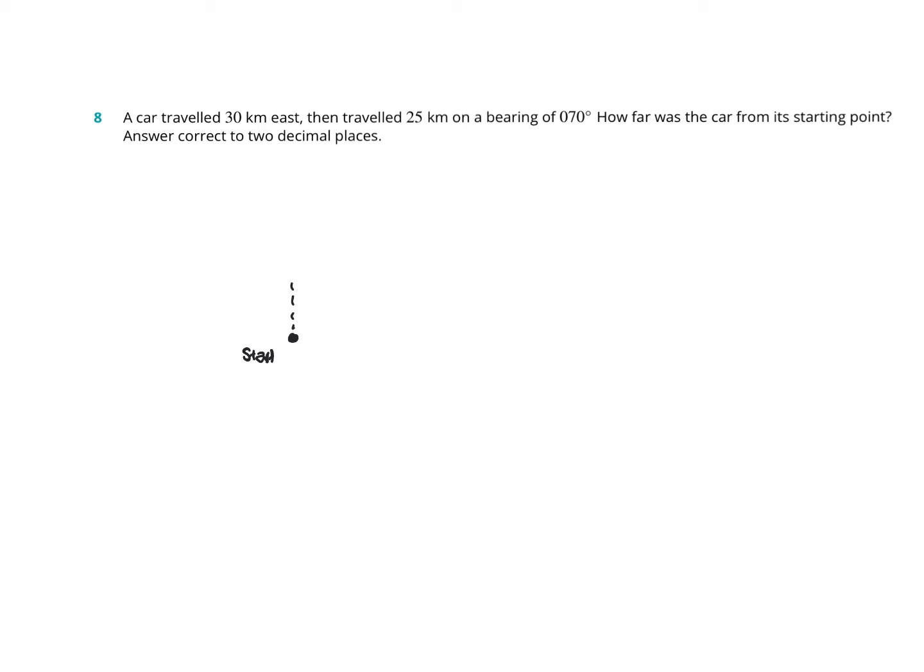So start somewhere and you're going to draw your little compass. So this is our north line. And then maybe get another colour and do a solid line for what they're actually doing. So a car travelled 30 kilometres east. So I'm going out here, I'm saying 30 kilometres east. And it gets to a point, and so it gets somewhere after it's done 30 kilometres east.